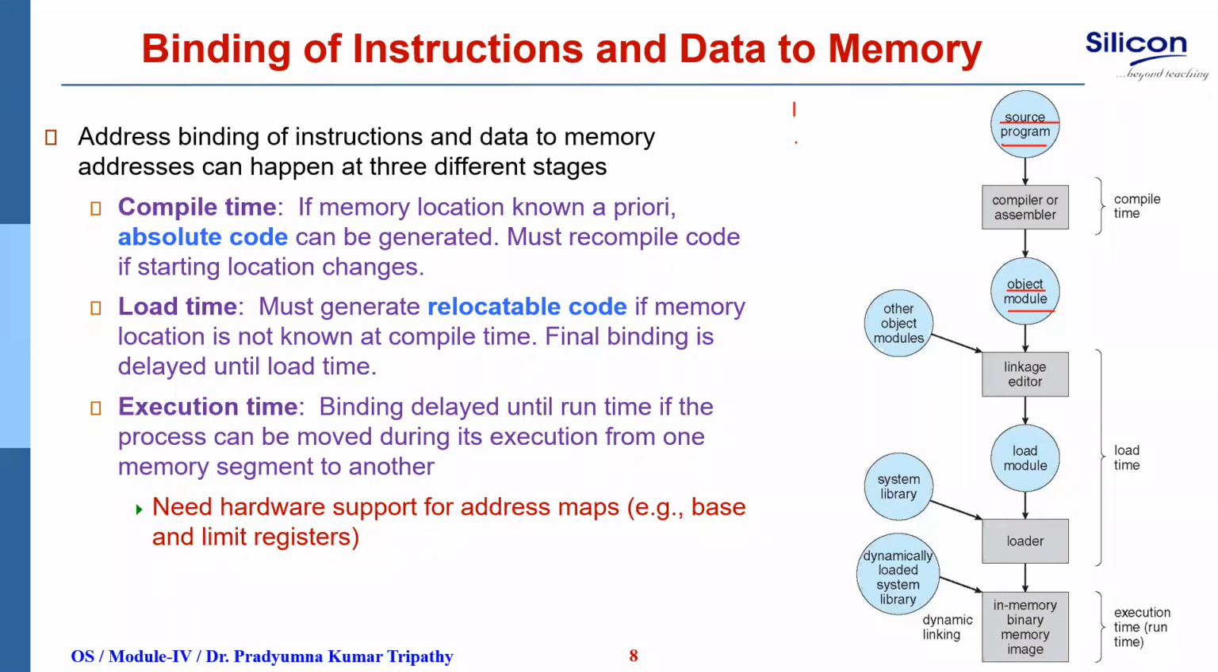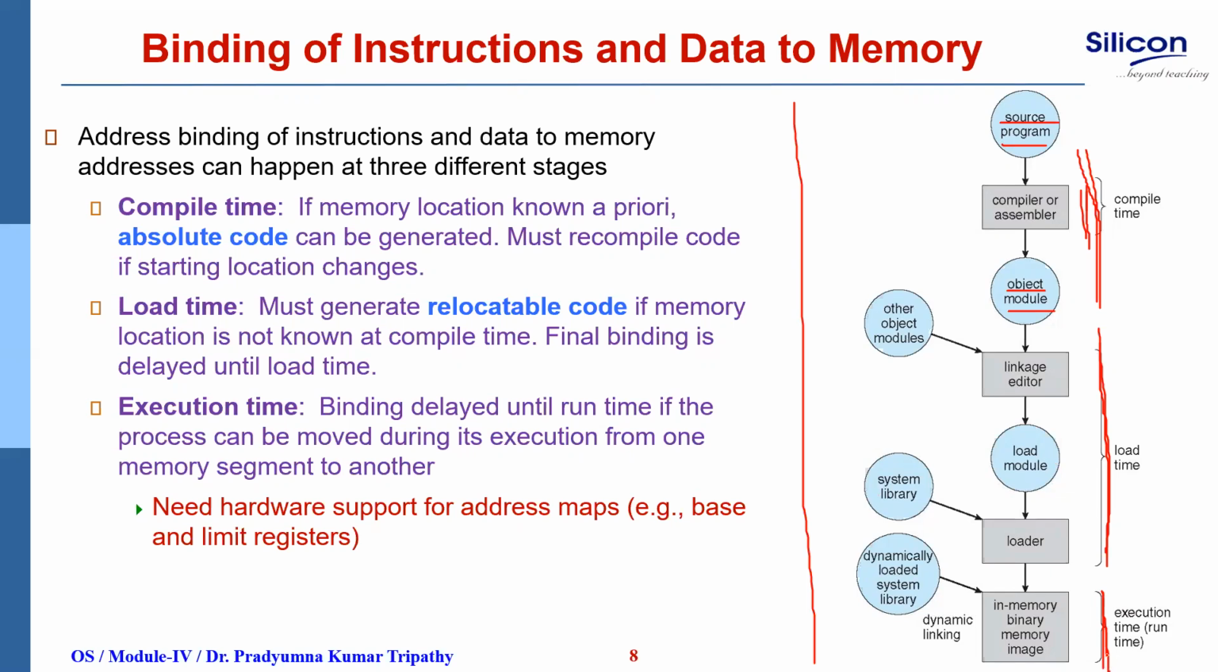Out of this total flow, this is the compile time: the source code to object code conversion, where the compiler or assembler works. Then it goes to the linker and loader. This time is called the load time. The object module goes through the linkers and loader for linking different modules and system libraries. When the binary image is created and goes for execution, that is called the execution time.